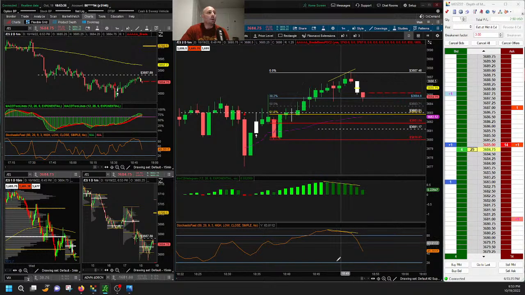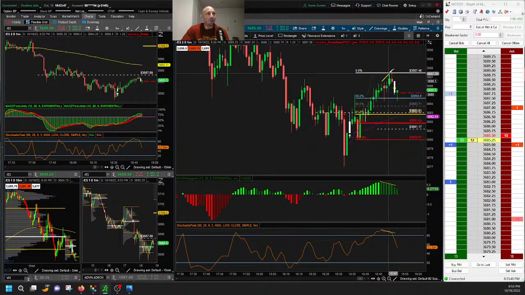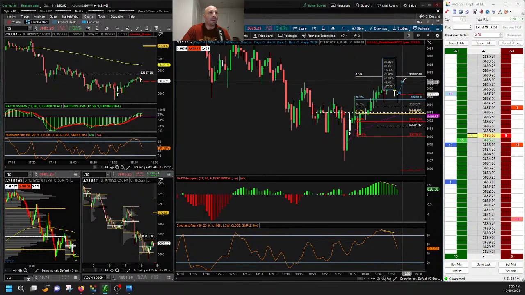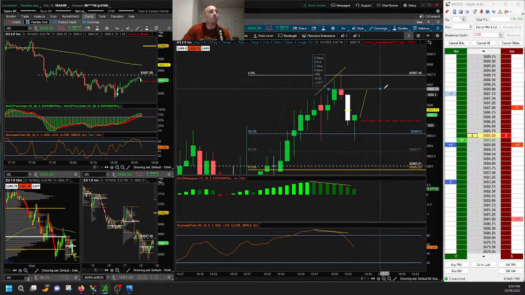Now, look at this, guys. Look at how we're using the MACD. We're using the MACD histogram for divergence, using price and my fast stochastic. I'm looking for what I call a kickback trade. Where am I leaning against? Look where I'm leaning, guys. Right here.